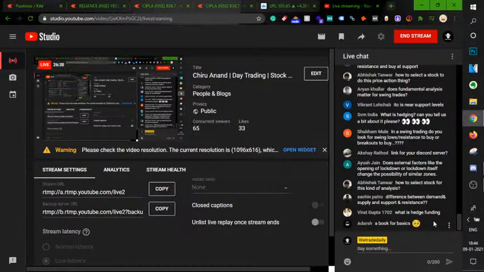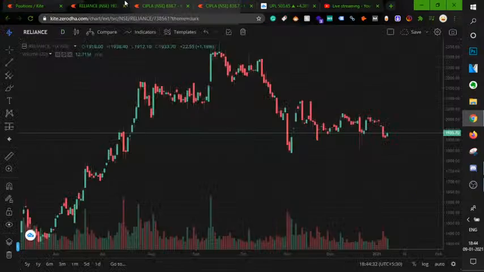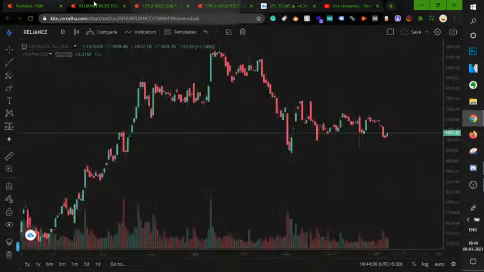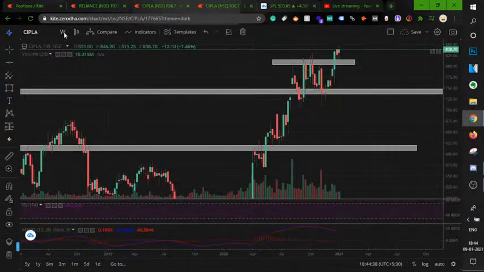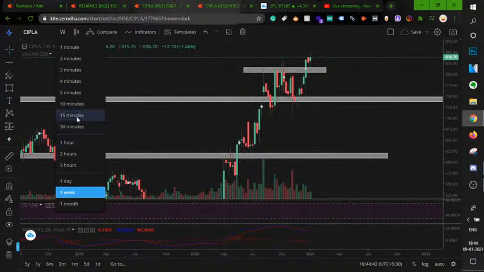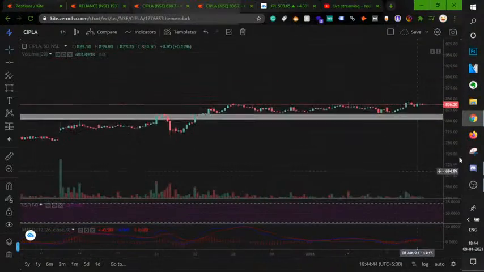So look for that. There are external factors like opening of lockdown possibilities. Yes, it does matter. In some cases, we'll take an example, okay? If you look closely, right in Cipla itself, let's say we're talking about the 1 hour time frame is good.